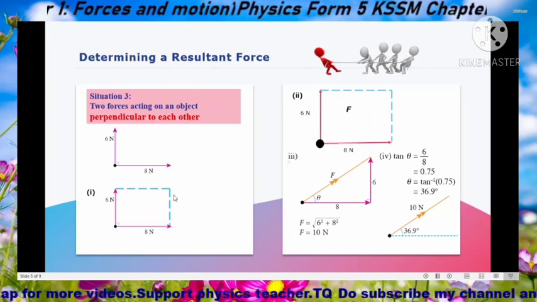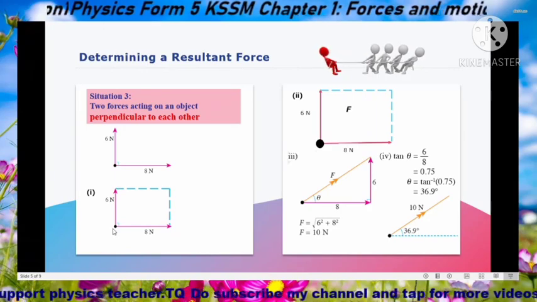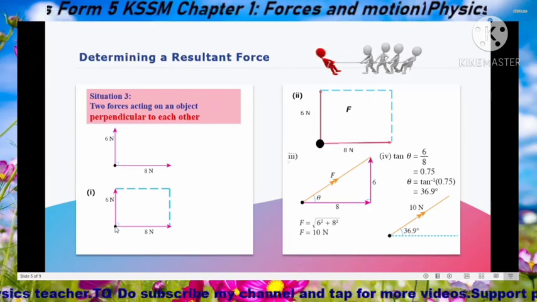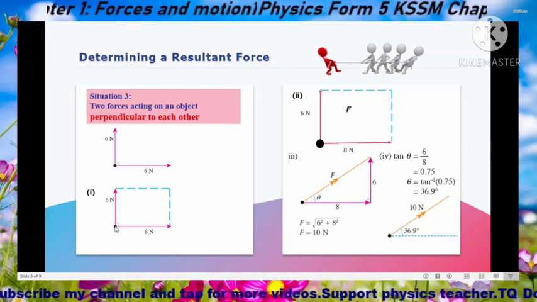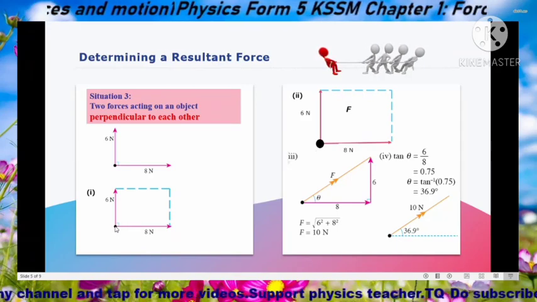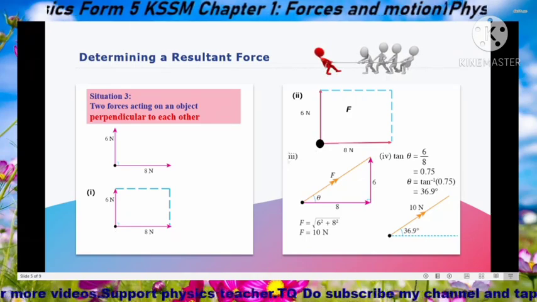Okay, so you can see this one already form a rectangle. Next step is, so you can see the black dot here. The black dot actually represent the object or the starting point where you draw the forces. So normally this one is the object.